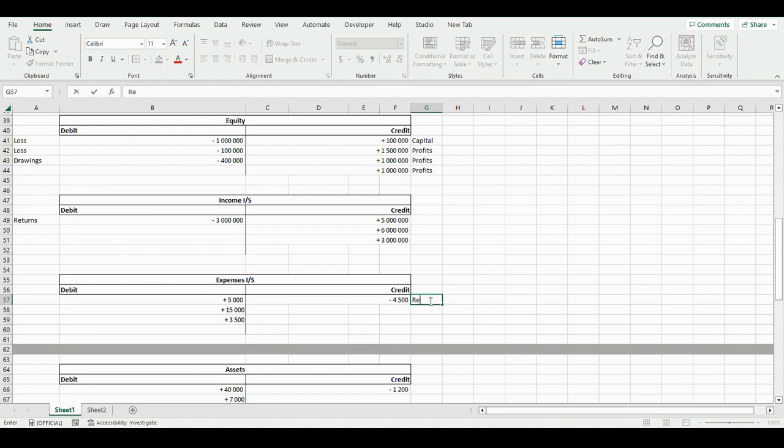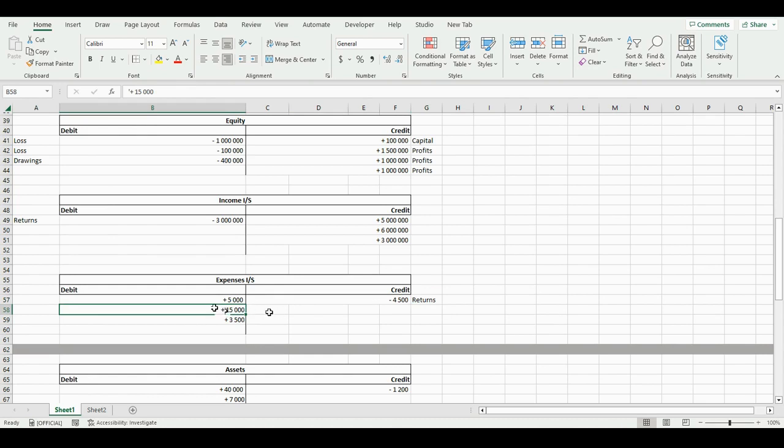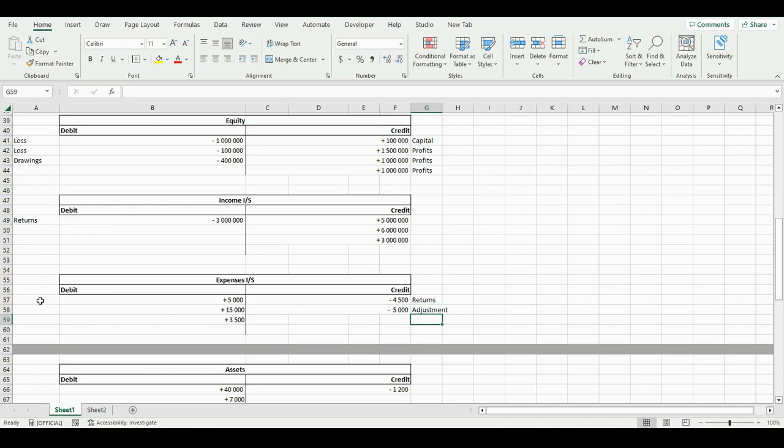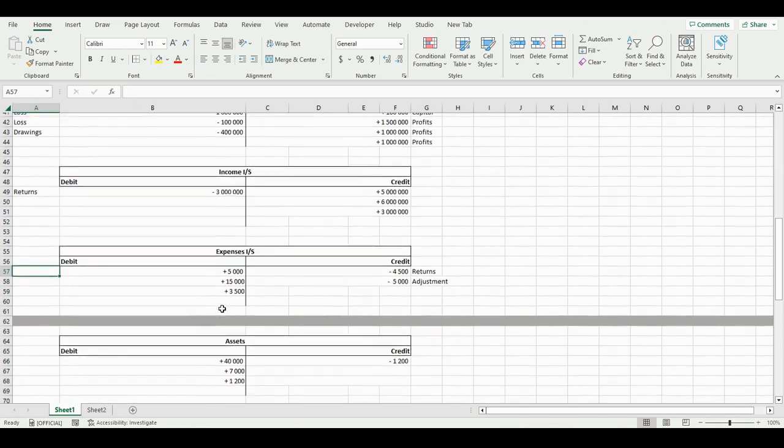So we said maybe this could be returns, but it could be anything. Sometimes you do adjustments. Maybe you made an error here. If, for instance, you're correcting this amount, let's say you recorded 15,000 instead of 10,000, you can just come and put it here. Maybe you're trying to reduce that 15,000, so the 5,000 would then come here. So this one would be an adjustment or a correction. So you understand the logic.